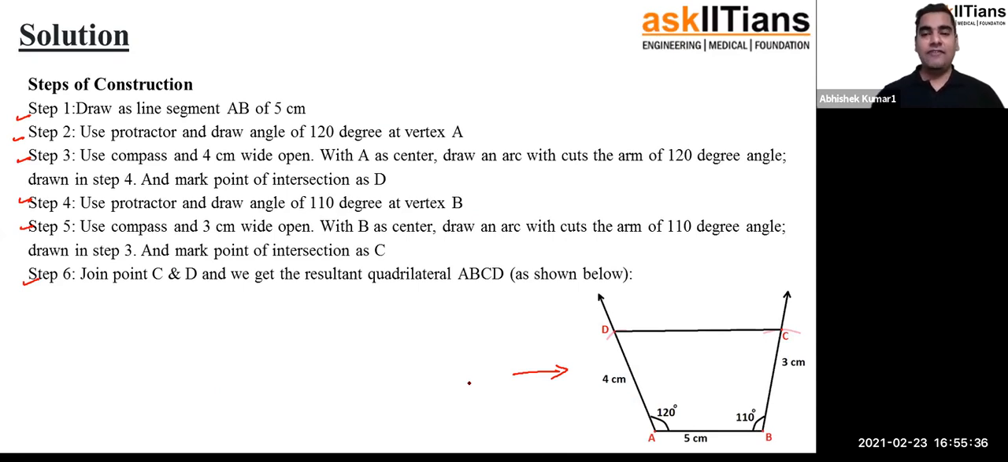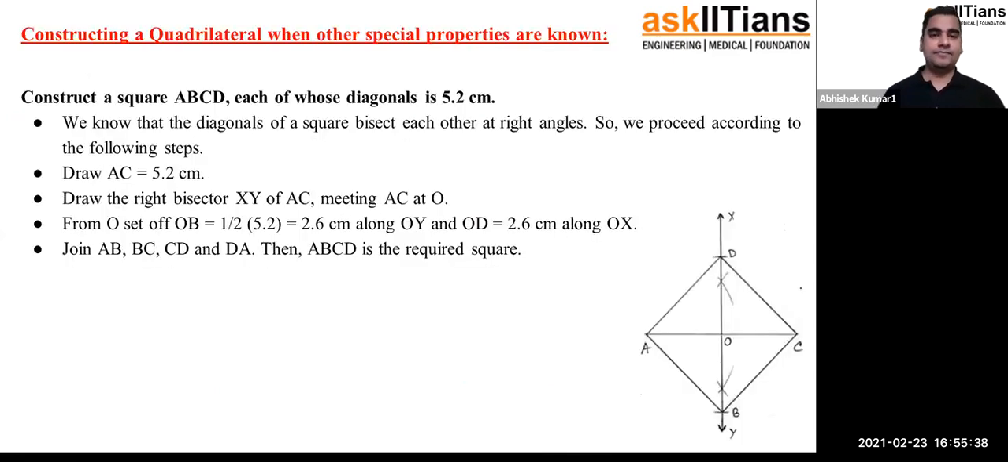Okay. We have one more case, guys. You have to construct a square. Now we are going to learn about special quadrilaterals, we can say. All right. So we have the first case. What does this first case say? One second. You have to construct a square ABCD, each of whose diagonal is equal to 5.2 centimeter.